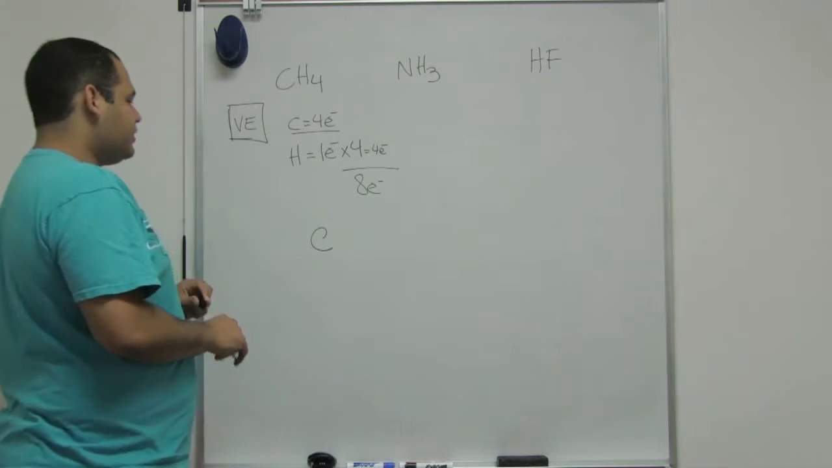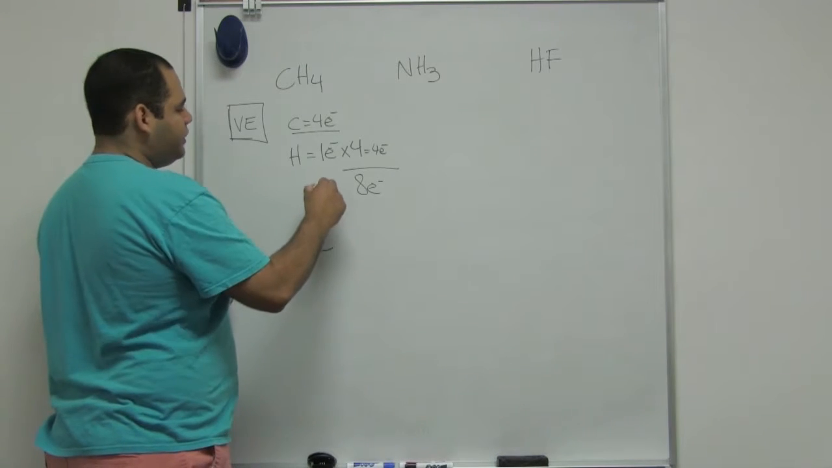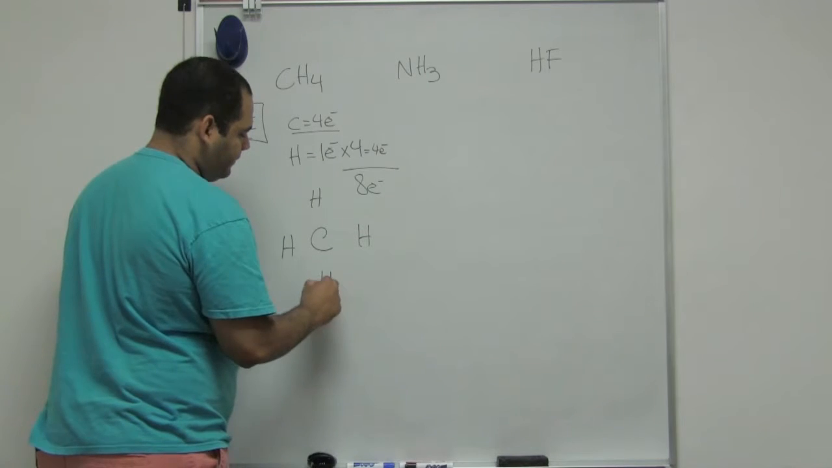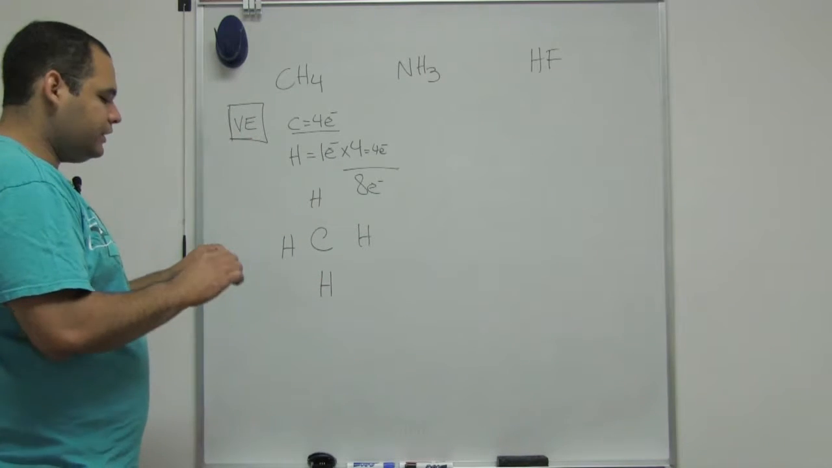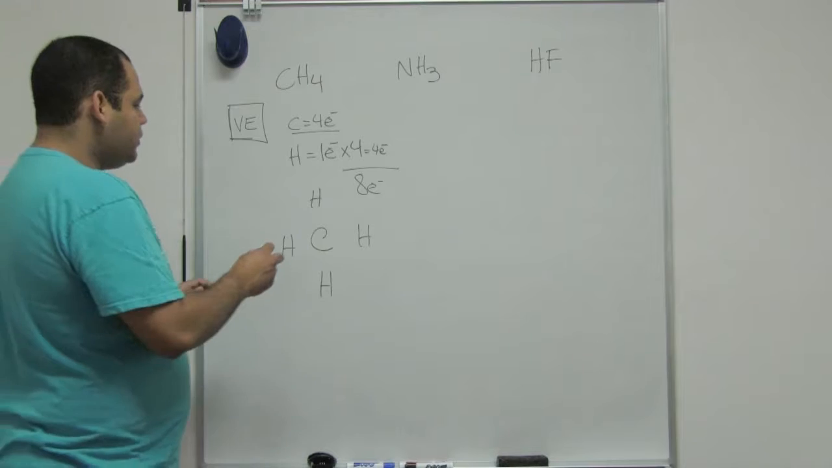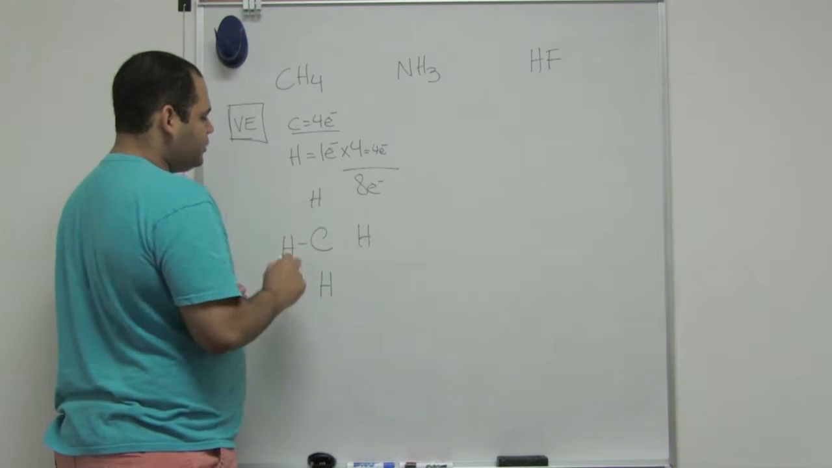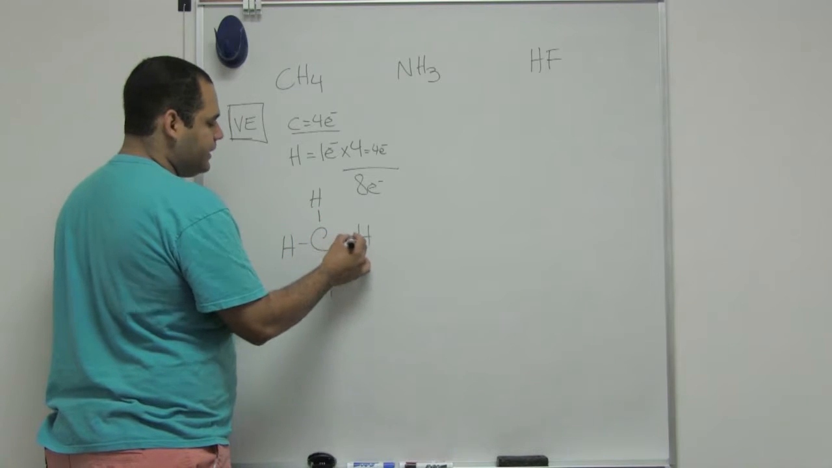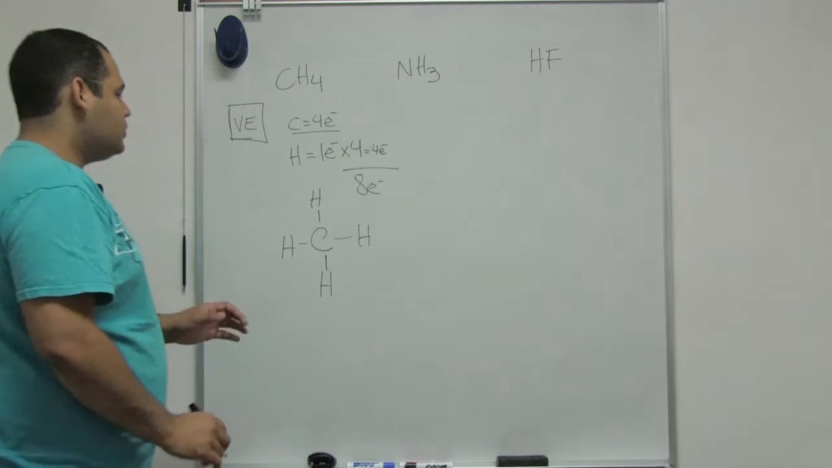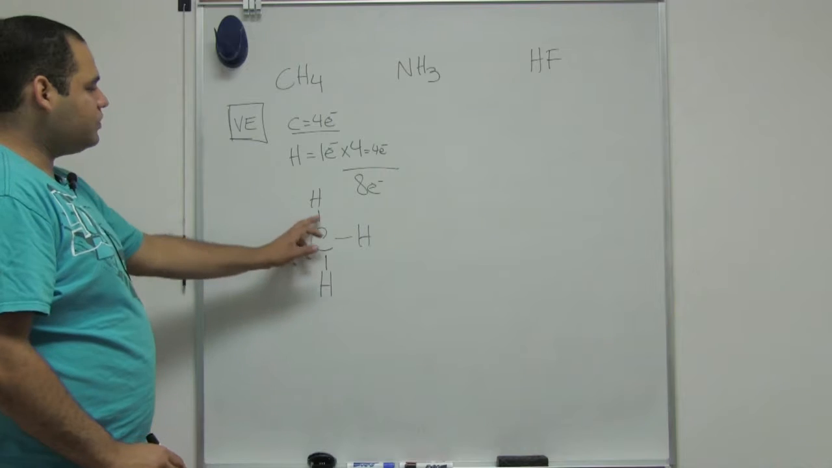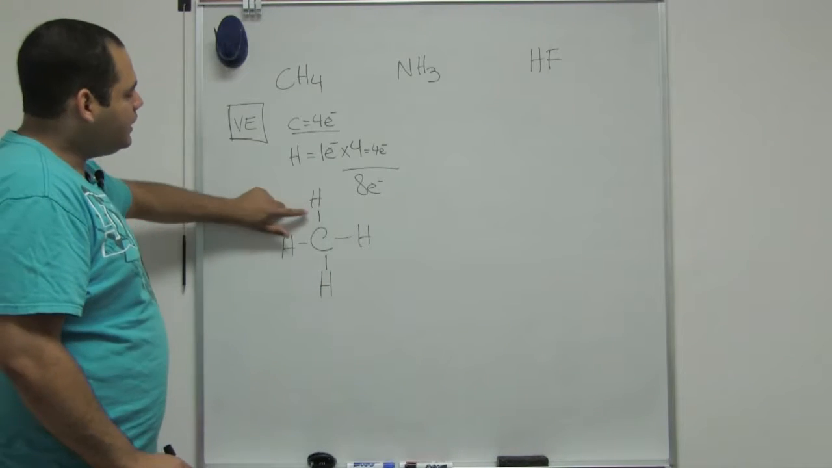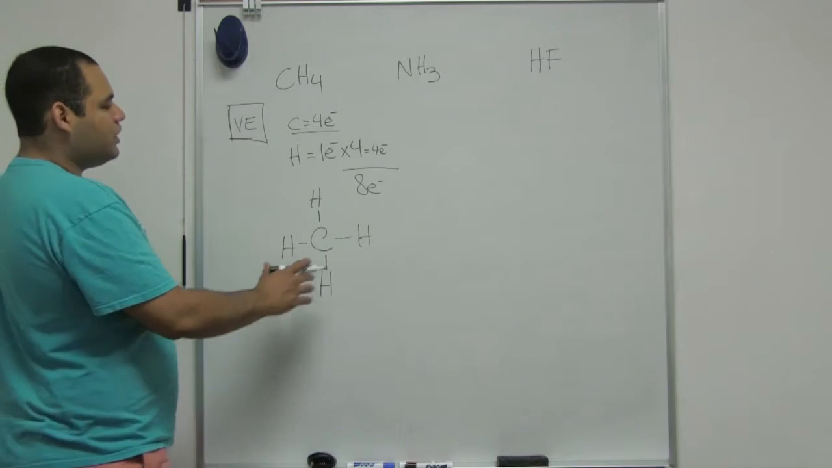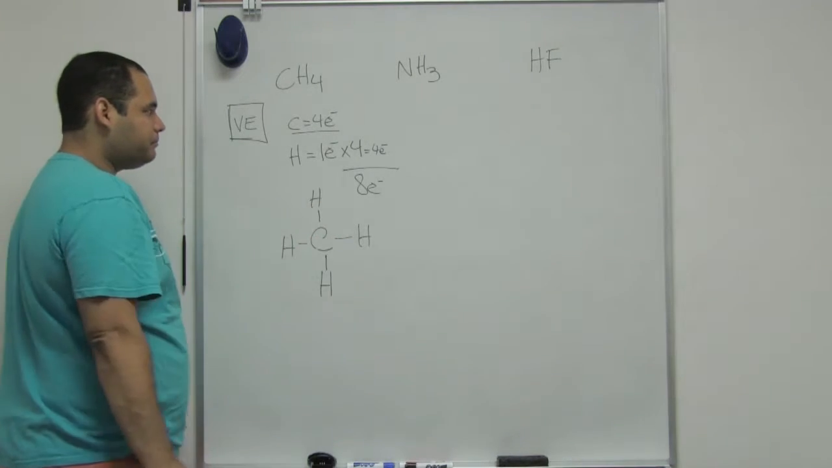Carbon goes in the center, and now I have hydrogen, hydrogen, hydrogen, and hydrogen. When I have a shared pair of electrons, usually we use dots. So here are represented 2 electrons, 4, 6, 8. So carbon has 2, 4, 6, 8 electrons, and each one of the hydrogens has 2 electrons. So this is the Lewis structure for CH4.